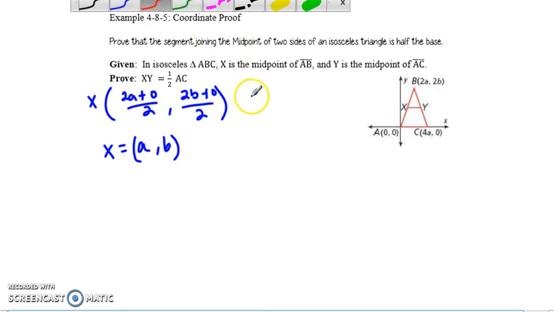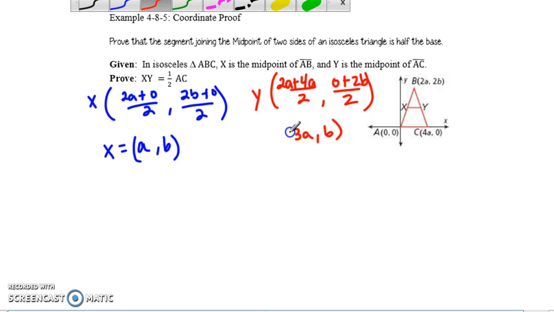And then for our y, let's find its midpoint. So we're going to add up our two x's here, so 2a and 4a, and divide by 2. And then we're going to add our two y values, 0 plus 2b, and divide by 2. And so that's going to give us 6a divided by 2, which is 3a, and then here 2b divided by 2 is b. So there's our y-coordinate.